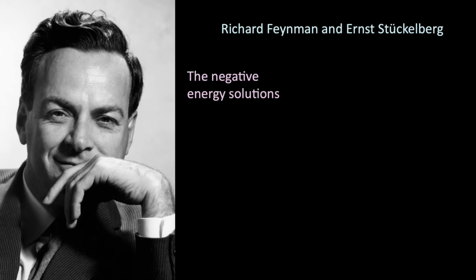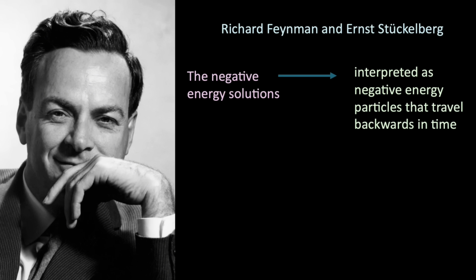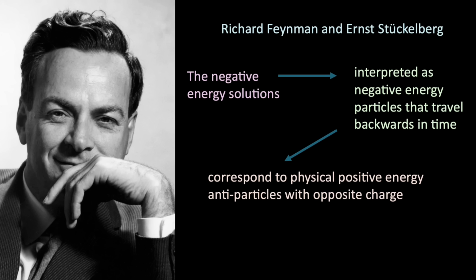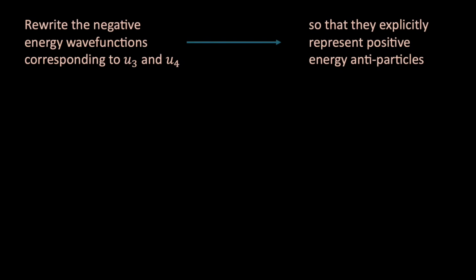In the decades that followed, a much cleaner interpretation began to take shape due to Richard Feynman and Feynman-Stueckelberg, within the context of quantum field theory. The key insight was this: the negative energy solutions are interpreted as negative energy particles that travel backwards in time, and these are shown to correspond to physically real positive energy antiparticles with opposite charge that travel forwards in time. It is therefore conventional to rewrite the negative energy wave functions corresponding to U3 and U4 so that they explicitly represent positive energy antiparticles travelling forwards in time.